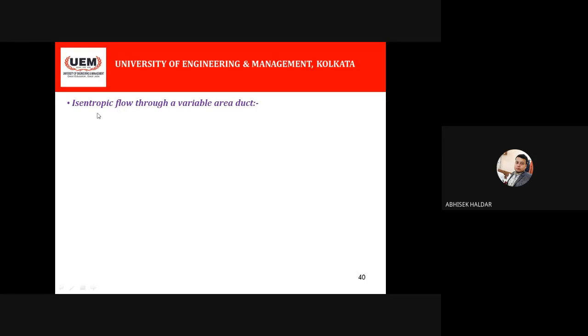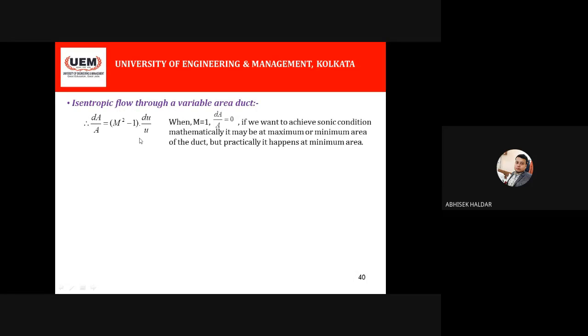Now we are continuing isentropic flow through a variable area duct, and we have got this equation. What is written over here? When Mach number is equal to 1, that is the sonic condition. Mach number 1 means what? Sonic condition, right? So if I am putting m equal to 1, this term dA by A is getting 0, because the right hand side is 0. So if we want to achieve sonic condition, mathematically it may be at maximum or minimum area of the duct.